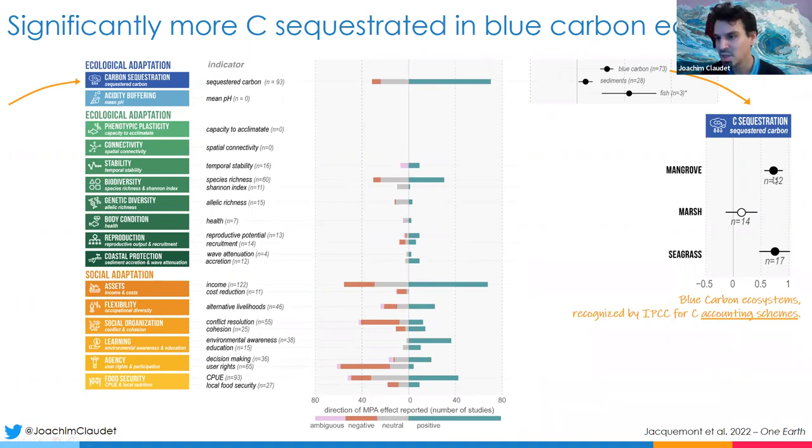You can see that this is true for mangroves and seagrass, but not for salt marsh, for which we couldn't find evidence of MPAs increasing sequestration in conserved salt marsh, but very likely because MPAs are not the best tool for salt marsh, because it is half terrestrial and half marine, and that might be why MPAs are not really fitted for salt marsh.